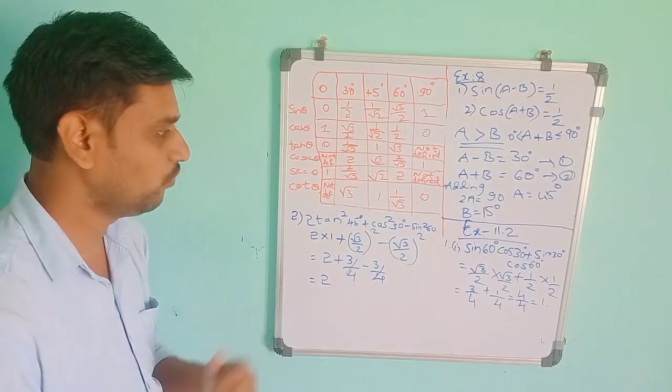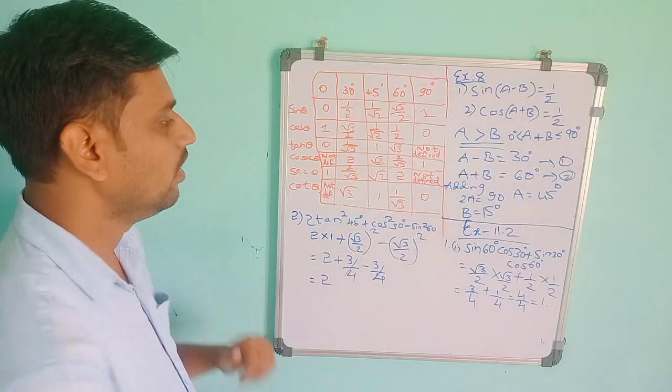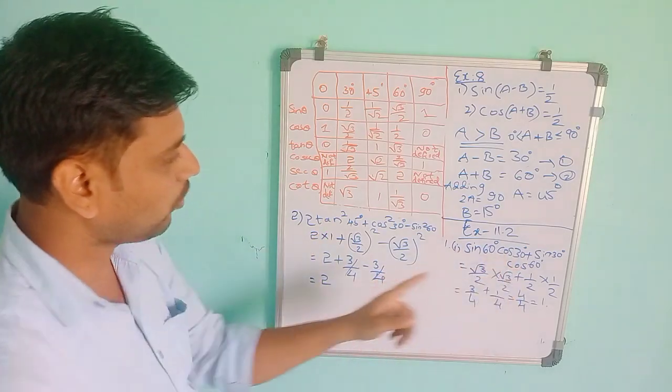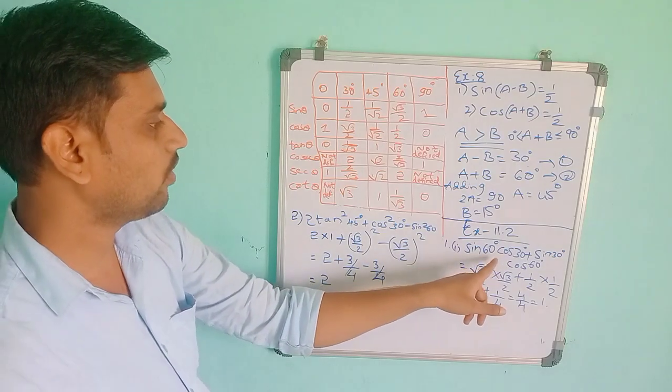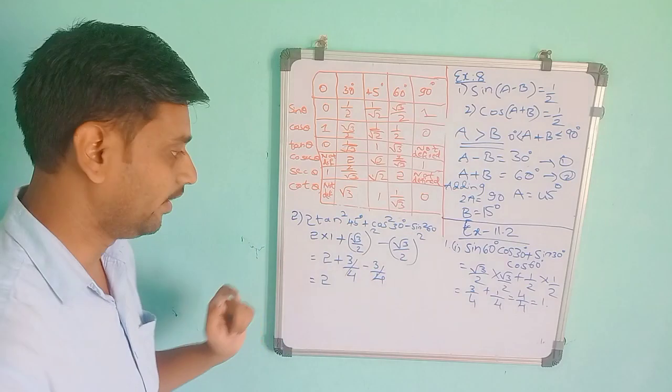So the answer is 2. Now for this: 2 tan square 45 degree plus cos square 30 degree minus sin square 60 degree. In this problem also, they are not even giving sec or cosec or cot. So for sec, cosec, cot, we have to reverse the values of sin, cos and tan.